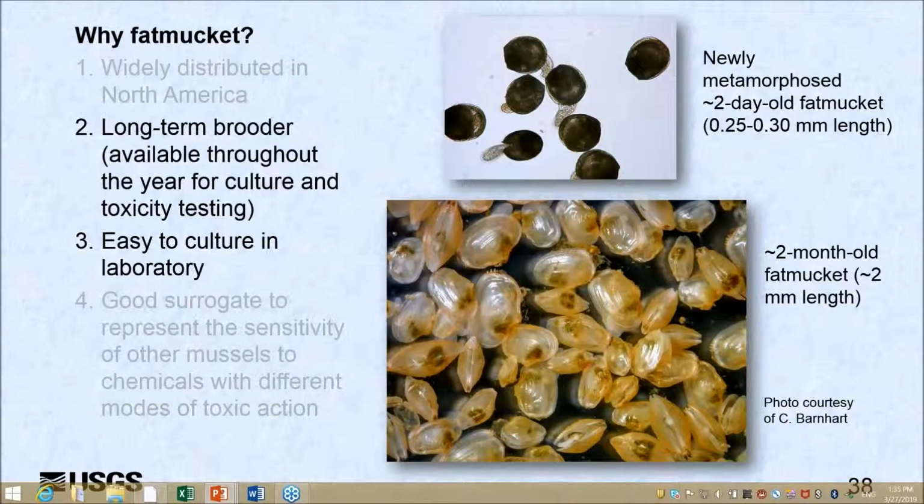So what we can do is collect the adult mussels in the late fall or early spring and bring them to the lab and put them in low temperature water, so you can hold them for a long time, almost through the year, and you can collect Glochidia for culture or testing. Also, the fatmucket is relatively easy to culture in the lab compared to other species.